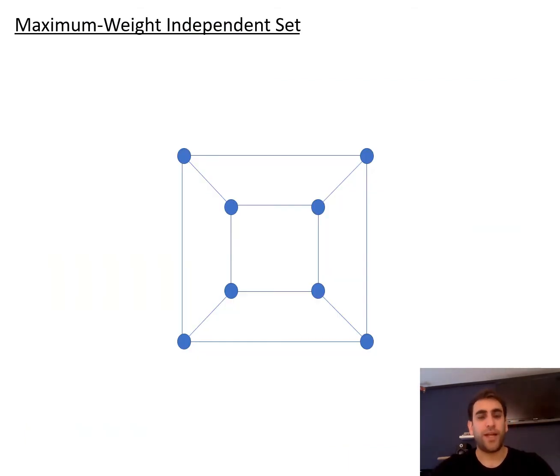Given a graph, an independent set is a subset of the nodes where no two nodes in the subset are adjacent. And given a weighted graph where the weights are on the nodes, the maximum weight independent set is an independent set of maximum total weight. So in this example, the value of the maximum weight independent set is 20.